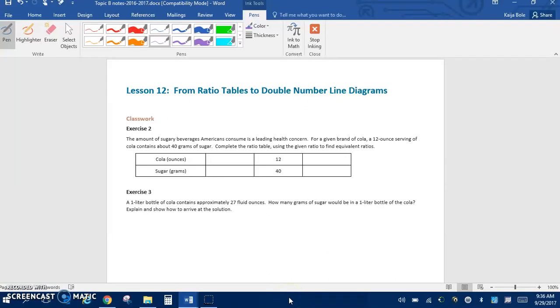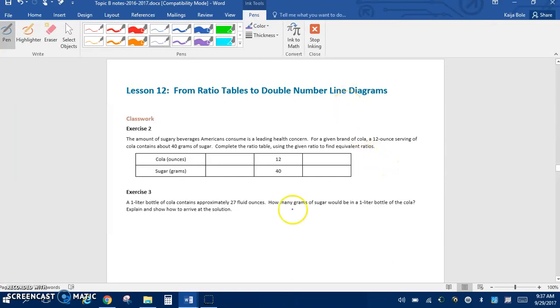Alright, so here we are on lesson 12, from ratio tables to double number line diagrams. So you should be on page 11 in your note packet. Today we're going to work on a different way to represent ratio tables, and we're going to use what's called a double number line.